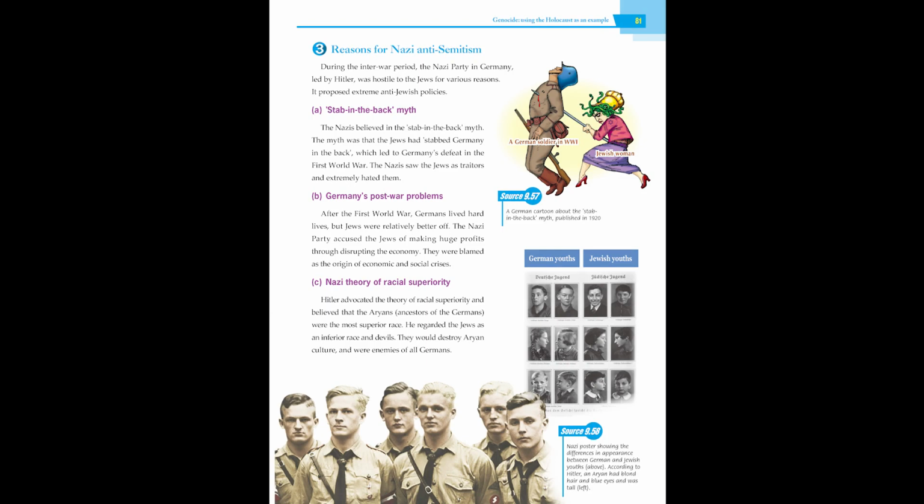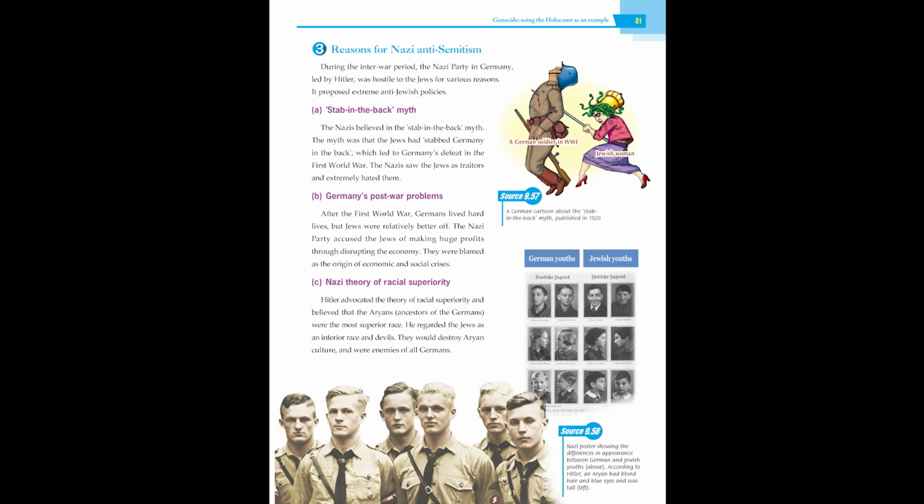3. Reasons for Nazi anti-Semitism. During the interwar period, the Nazi Party in Germany, led by Hitler, was hostile to the Jews for various reasons. It proposed extreme anti-Jewish policies. A. Stab in the back myth. The Nazis believed in the stab in the back myth. The myth was that the Jews had stabbed Germany in the back, which led to Germany's defeat in the First World War. The Nazis saw the Jews as traitors and extremely hated them.